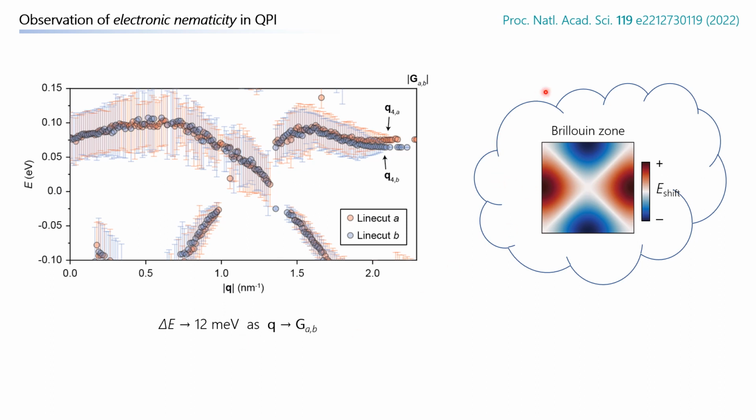So this reinforces this idea that in the Brillouin zone there is this d form factor pattern, so that in two different directions, scattering events that are supported in those two different directions happen at slightly different energies.